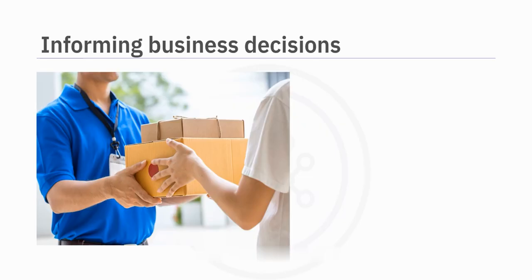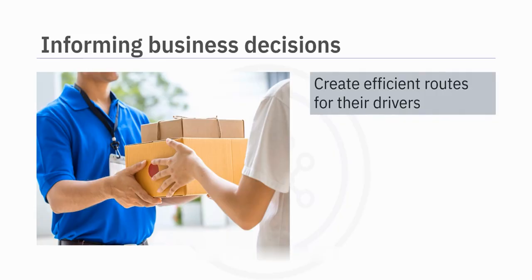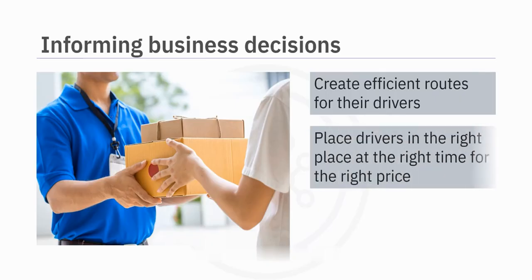Companies like UPS use data science to inform their business decisions. They use data from customers, drivers, and vehicles to create routes for their drivers, making more efficient use of the driver's time, money, and fuel. Uber uses data to put the correct number of drivers in the right place at the right time, for a price the rider is willing to pay. Initiatives like this show how data science fundamentally changes how businesses compete and operate.